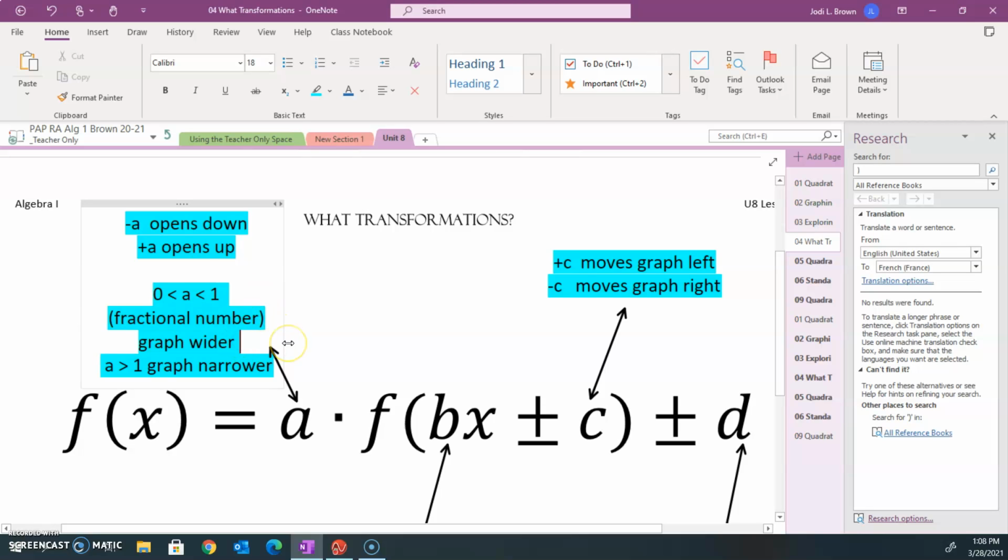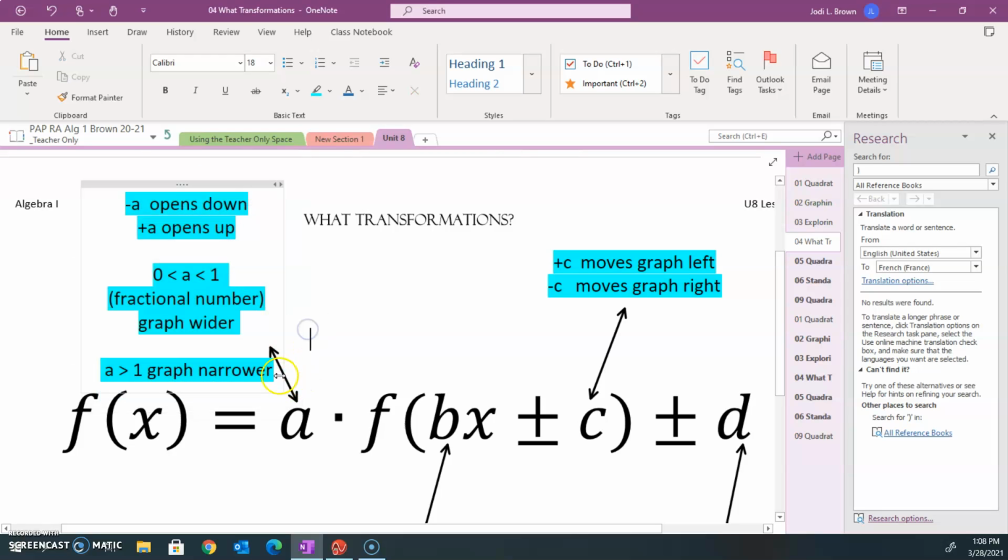The graph is going to be wider. If A is greater than 1, the graph is going to be narrower. Okay, all right, so there's all of that.